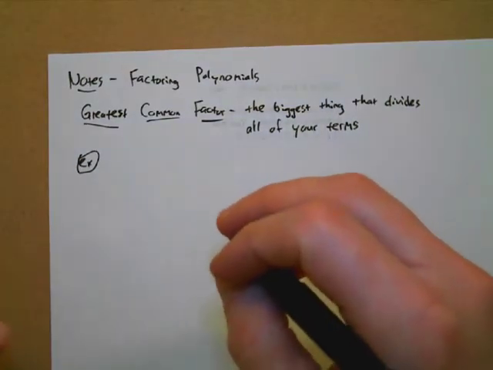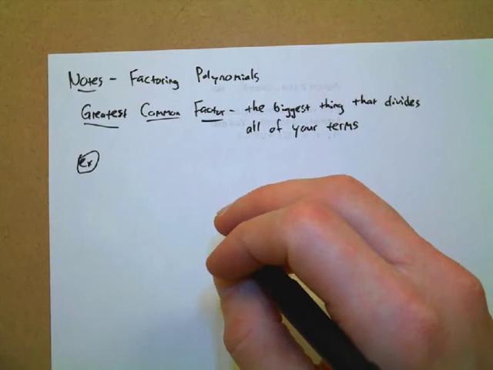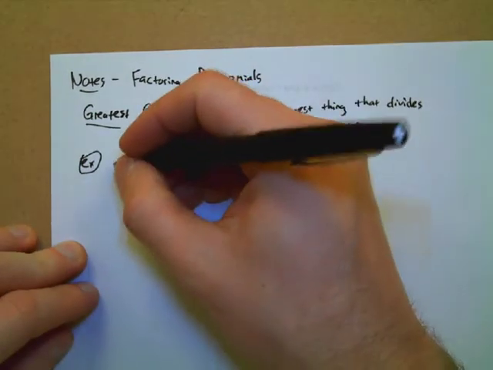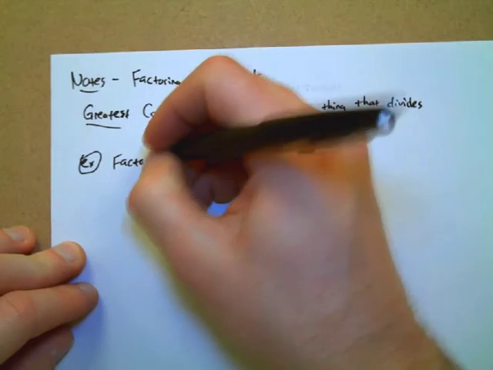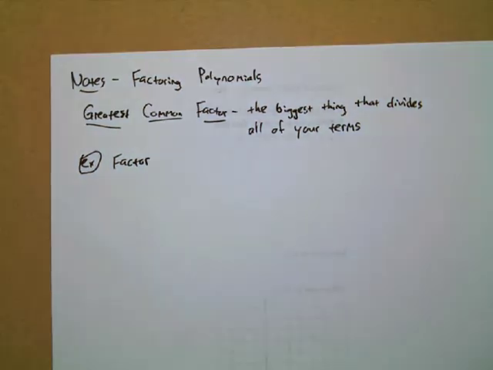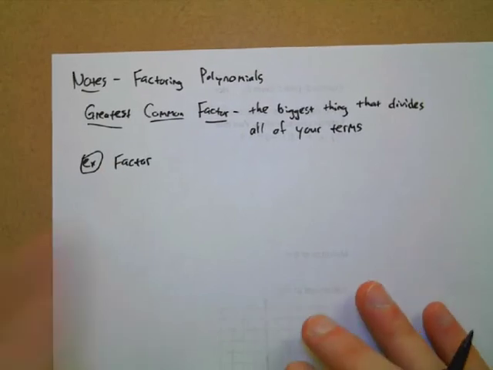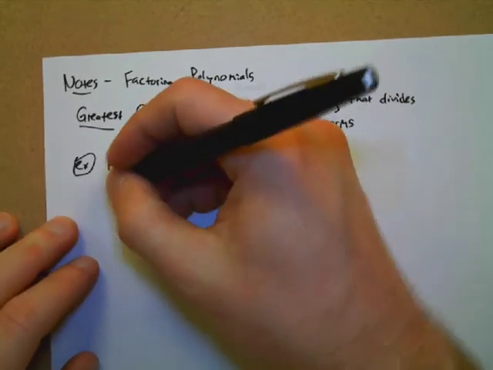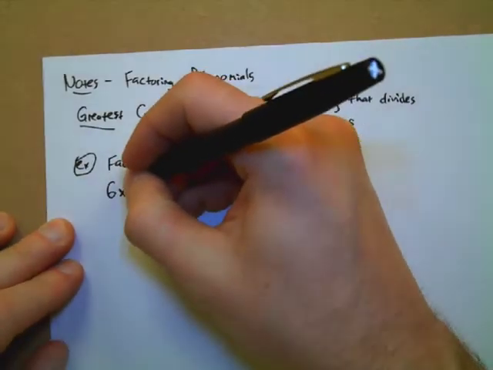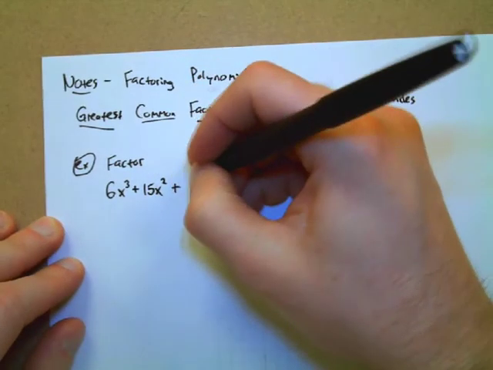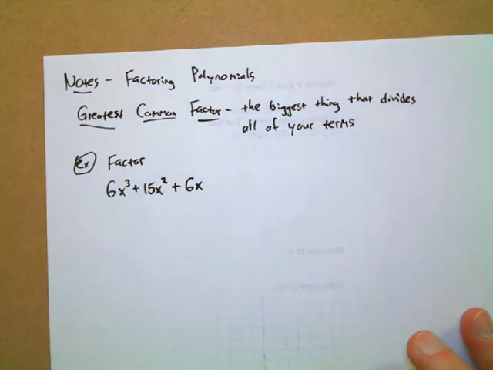So, factor. And that's the tricky thing here, that the directions you get when it comes to factoring don't give you much of a clue about what you're supposed to do, right? So we'll need to be able to interpret, based on the problem that we see, what we should do. Okay, so there's our example.